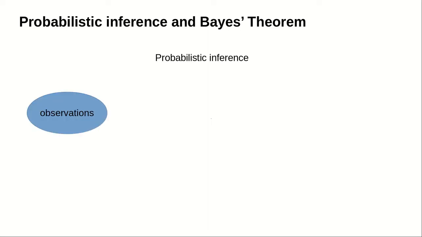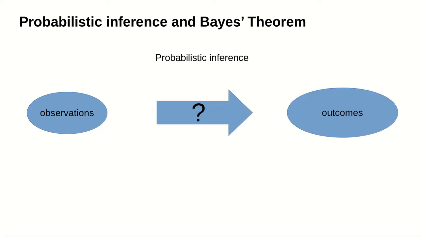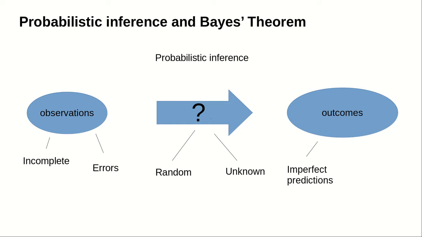The idea is that we have some observations, but those observations don't lead to a certain prediction of the outcomes we're interested in. Maybe the observations are incomplete or have errors. Maybe the process leading to the outcomes has sources of randomness. Maybe we don't completely understand the relationship between the observations and the outcome. In these cases, we likely cannot make perfect predictions about the resulting outcomes. In probabilistic inference, our goal is to formulate our predictions by assigning probabilities that estimate the likelihood of the possible outcomes.